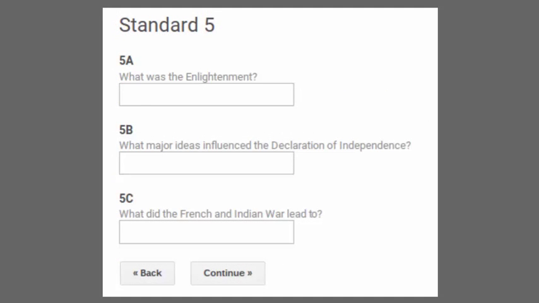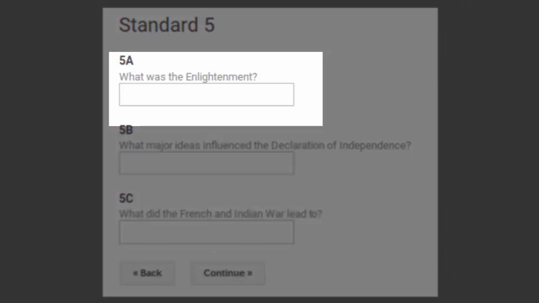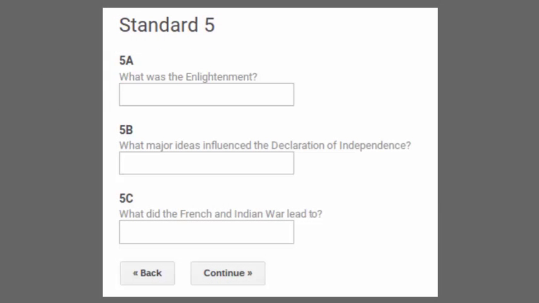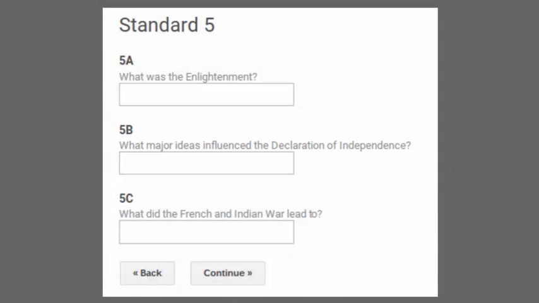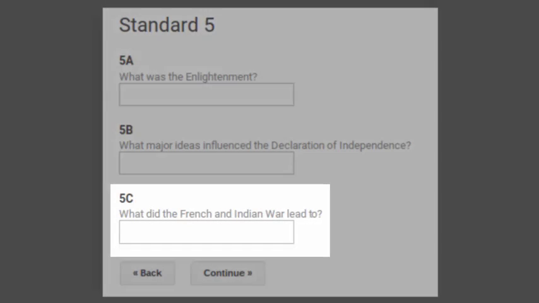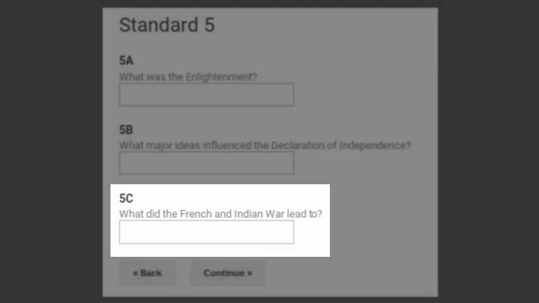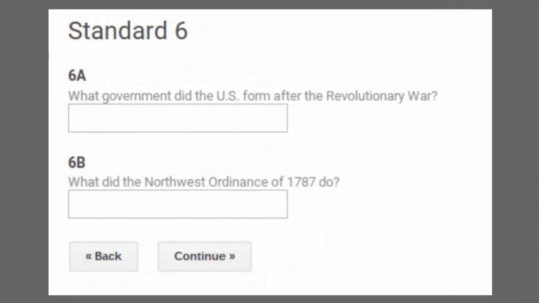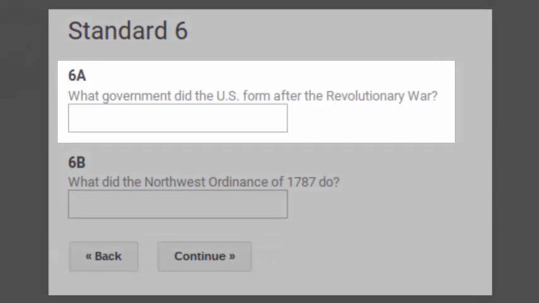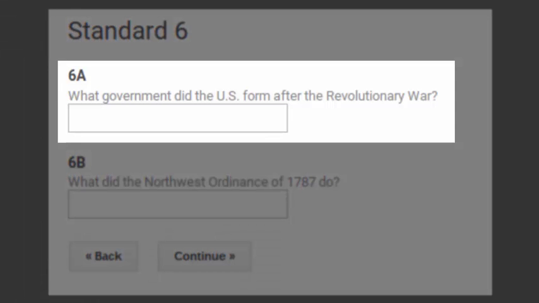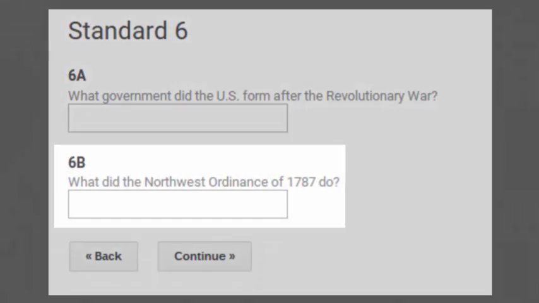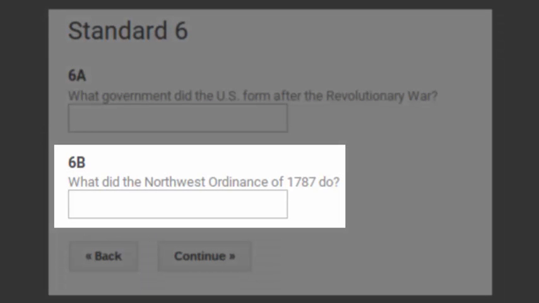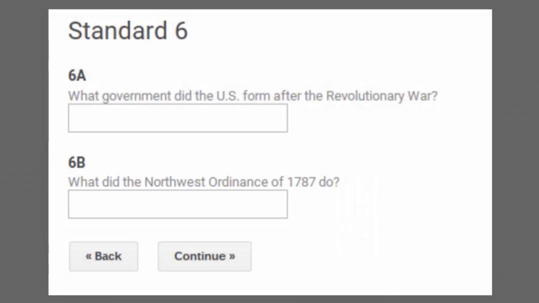Standard 5. 5A. What was the Enlightenment? 5B. What major ideas influenced the Declaration of Independence? 5C. What did the French and Indian War lead to? Standard 6. 6A. What government did the U.S. form after the Revolutionary War? 6B. What did the Northwest Ordinance of 1787 do?